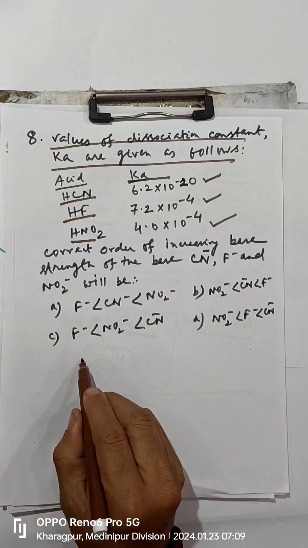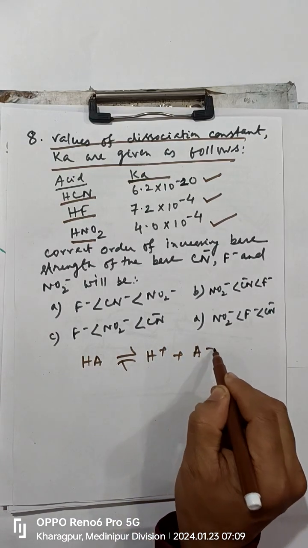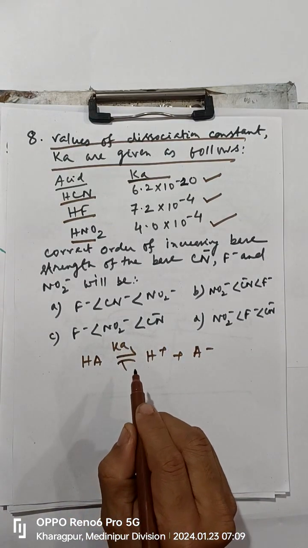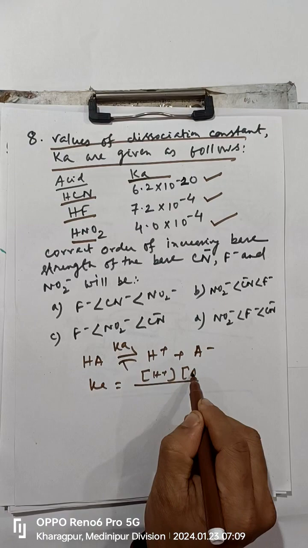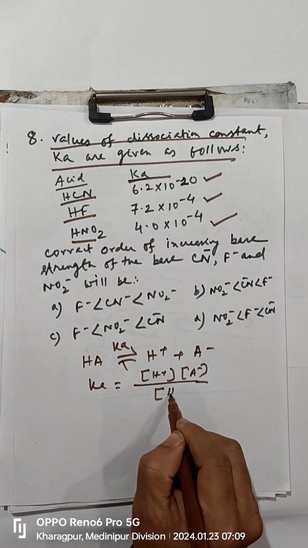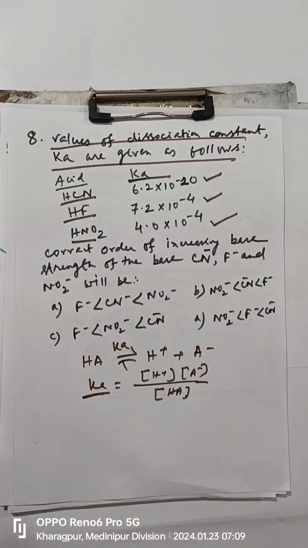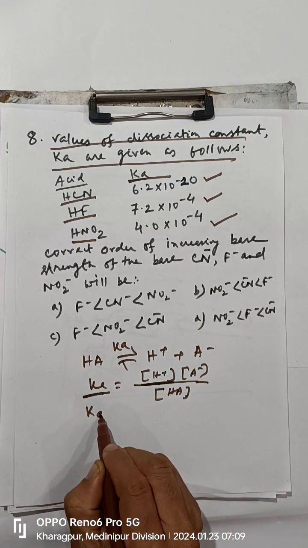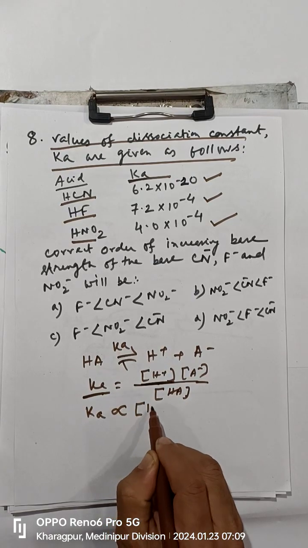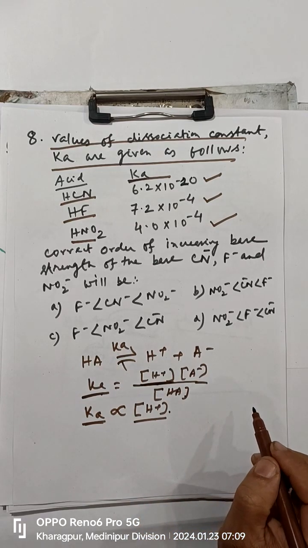So what is the dissociation constant? If HA is an acid, it will dissociate to H plus and A minus. If the dissociation constant is Ka, then Ka is equal to H plus times A minus divided by HA. This dissociation constant is related to the concentration of H plus ion. Ka is directly proportional to H plus ion. So the higher the value of Ka, the higher is the concentration of H plus, and the higher will be the acidity.